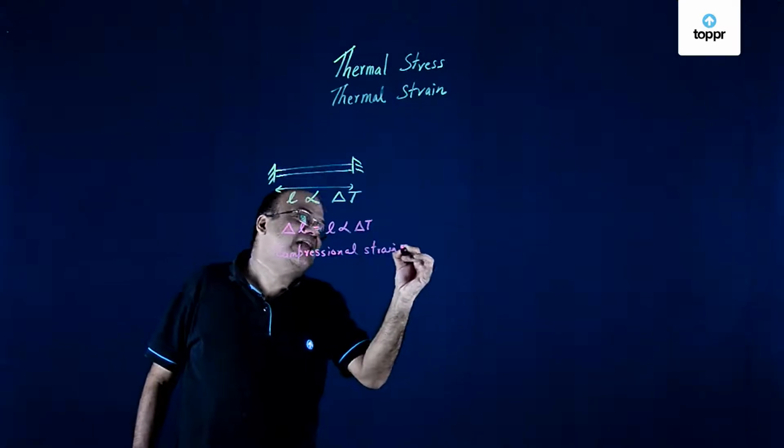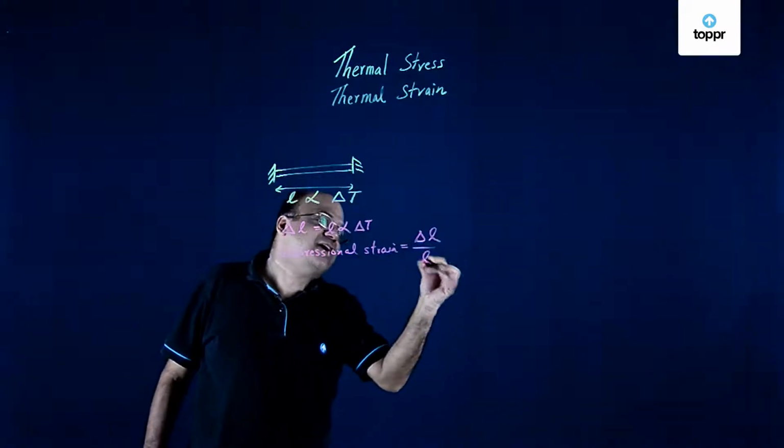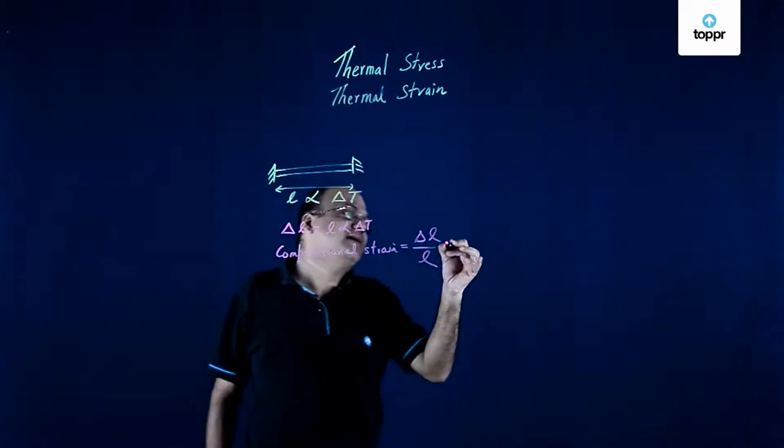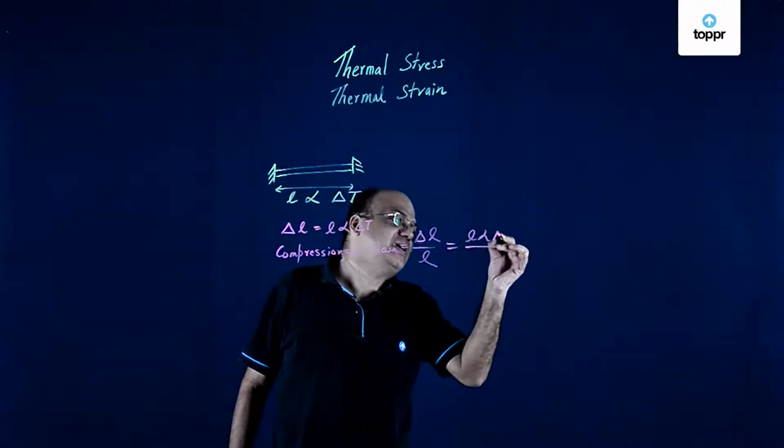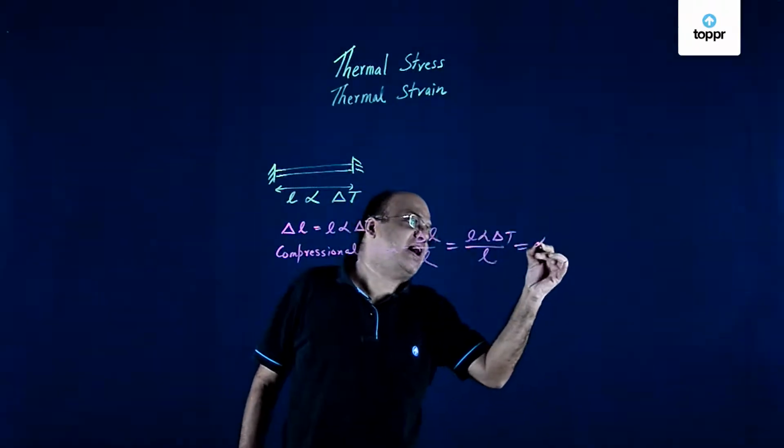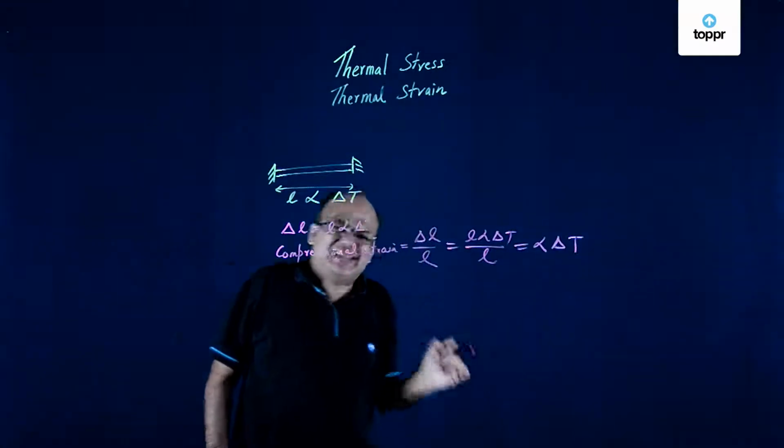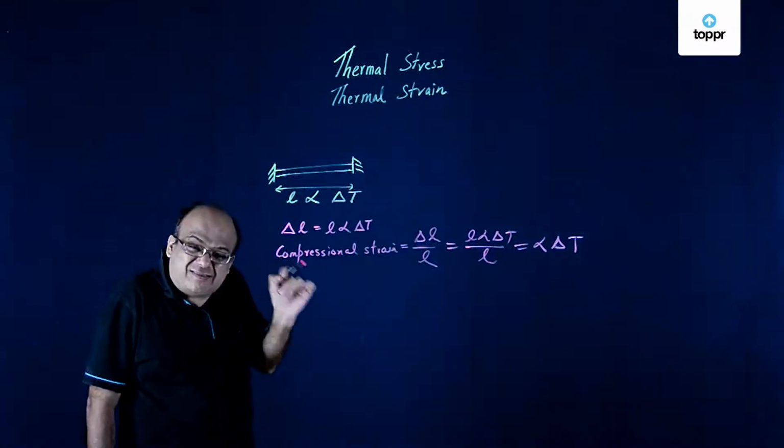will be delta L by L. That is the definition of strain. So this we divide by L, right? L alpha delta T divided by L gives us alpha delta T. This is the compressional strain.